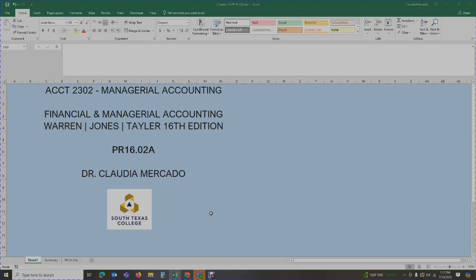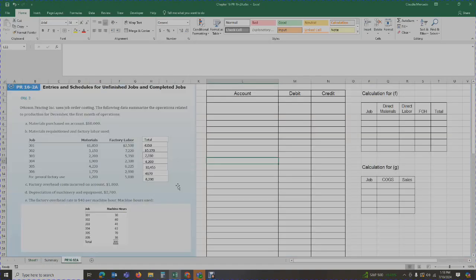In this particular lecture we are going to be covering problem 16.2A. Now this is a comprehensive problem that covers basically the entire chapter, so it's going to be very difficult for me to basically do a summary of the problem. But let's first look at the problem.